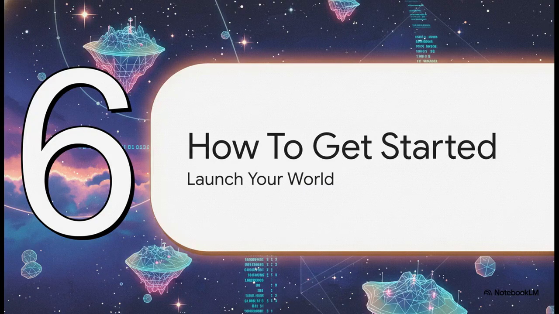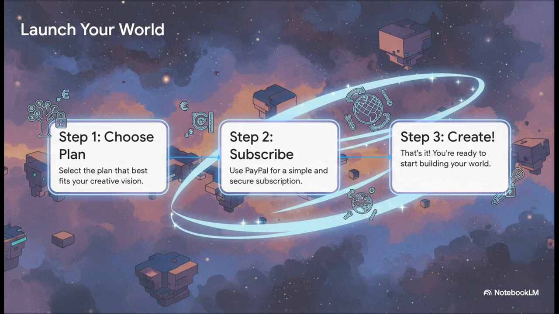All right, so you've seen the plans, you've seen the features. Now for the big question. How do you actually do it? How do you get started? Well, it is surprisingly simple. It's really just 3 easy steps. First, you pick the plan that feels right for your big idea. Second, you subscribe using PayPal. Super easy, super secure. And third, well, that's it, you're in. You can start building right away.